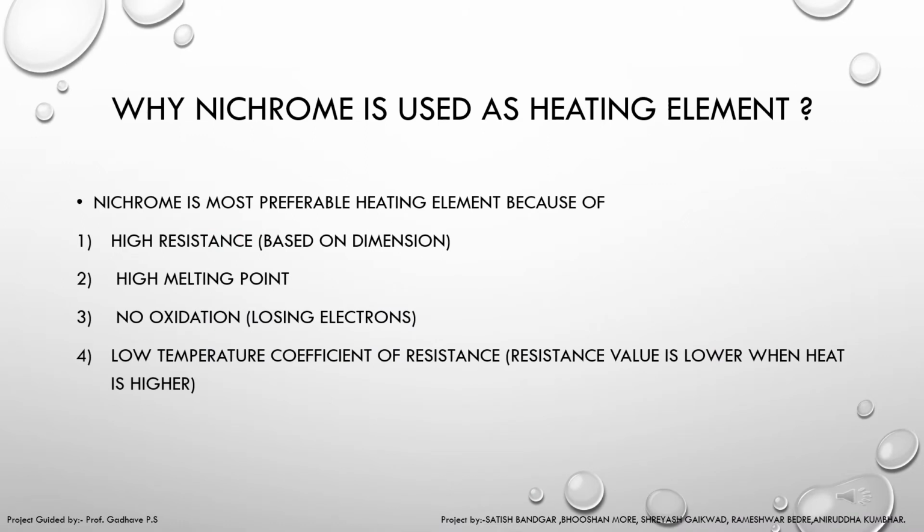Why is nichrome used as a heating element? Nichrome is the most preferable heating element because of its high resistance based on dimension, high melting point, no oxidation, losing electrons, and low temperature coefficient of resistance. Resistance value is lower when heat is higher.